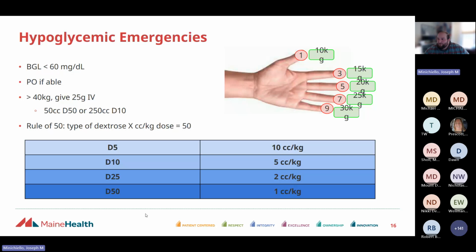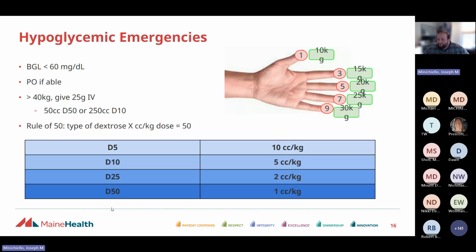Kind of a general rule of thumb, if you've never seen this before, this applies a little more for kiddos, but can somewhat carry to adults under 40 to 50 kilos. There's this rule of 50, where you can take the formulation of dextrose that you have, multiply it by a cc per kilogram dose, and that'll equal 50. And so your goal is always to get to 50.